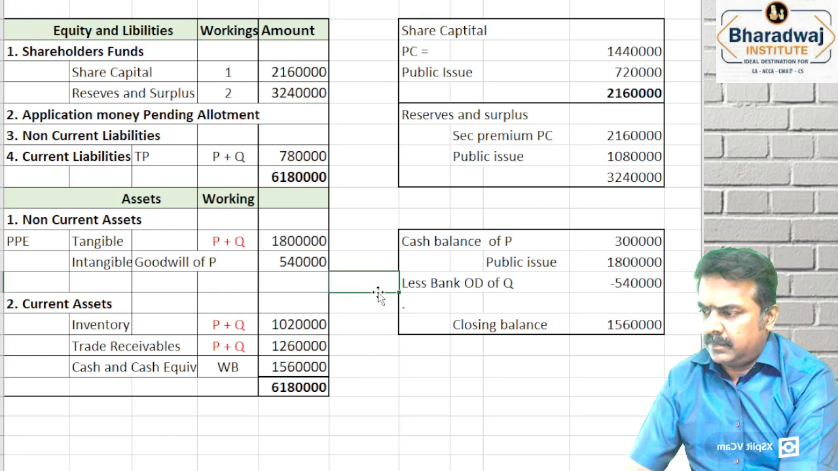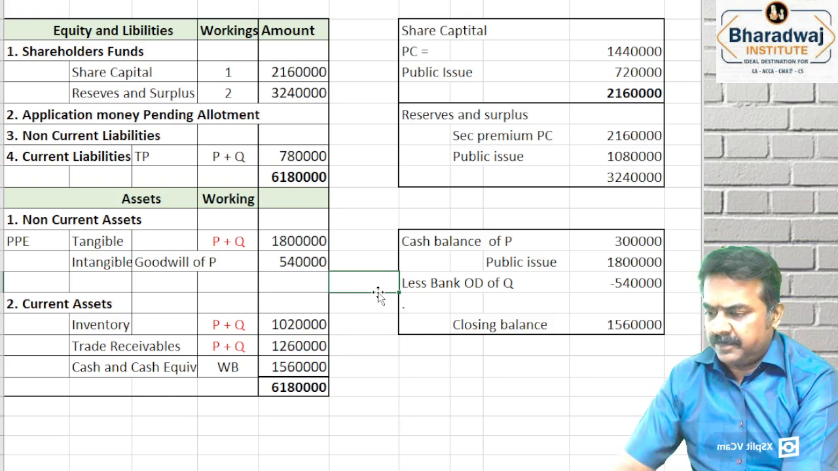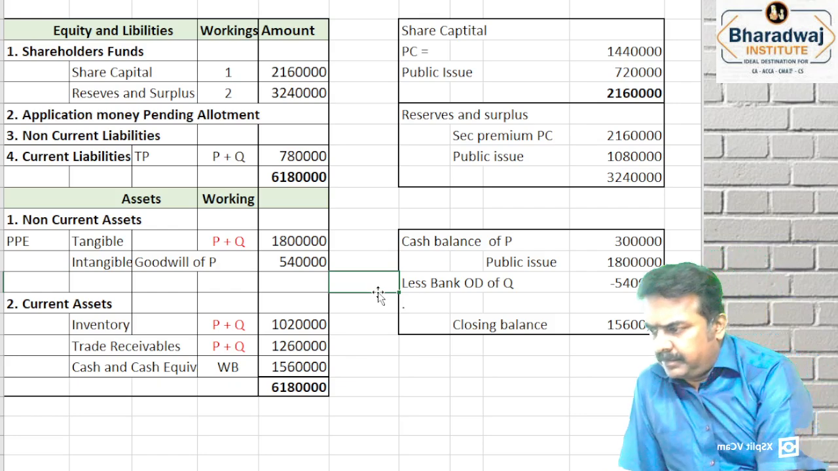Profit is 7,72,000. 72,000. Loss by players 1 lakh.